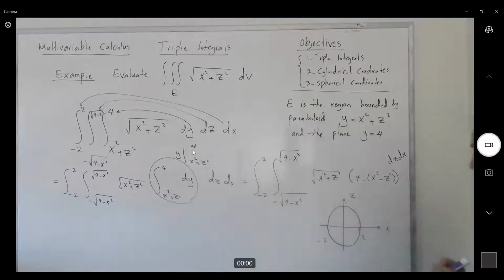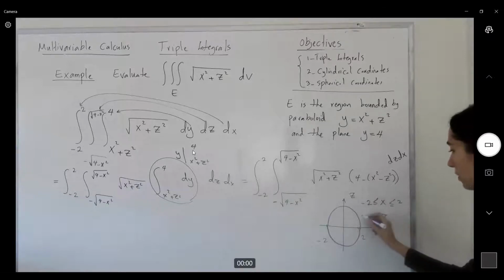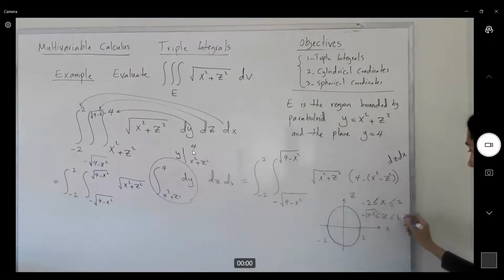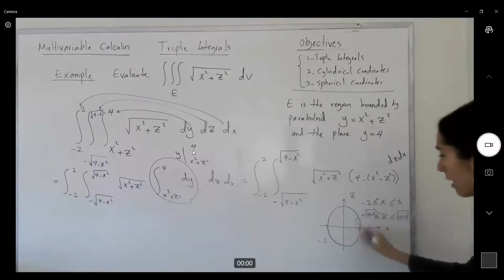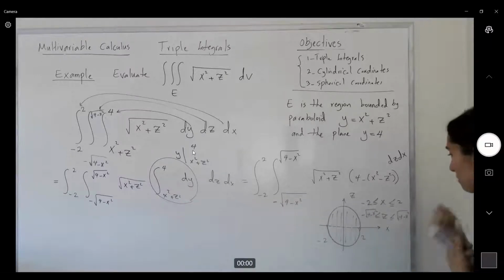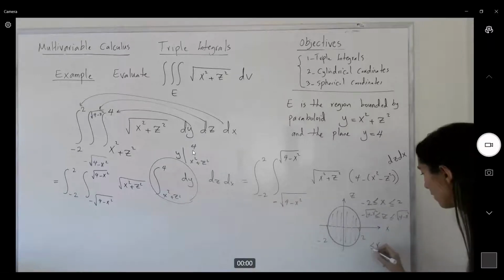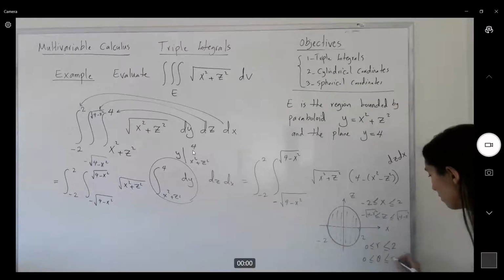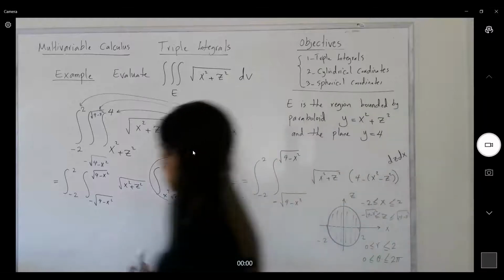So this is this area. My x is in between negative 2 and 2, and my z is in between negative square root of 4 minus x squared and positive square root of 4 minus x squared. As you can see, I have this disk here, which is just a circular region. So your r is in between 0 and 2, and your theta is in between 0 and 2 pi.